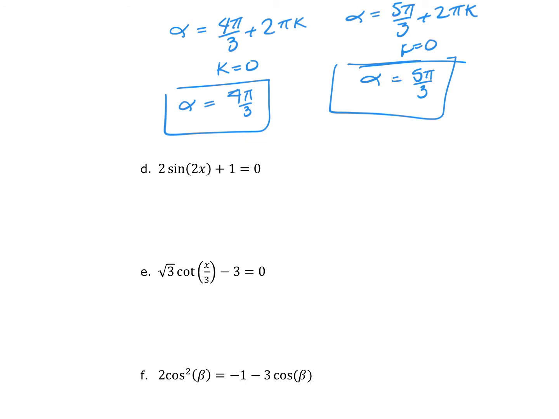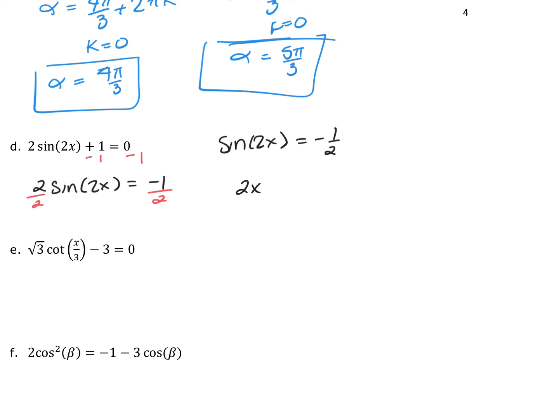So for D and E, I have a couple of steps I have to do. So the first step I'm going to do is I'm going to subtract 1 from both sides. I have 2 the sine of 2x is equal to negative 1. Then I'm going to divide by 2 from both sides. Not on the angle part, but the multiplier up front of sine. So I have the sine of 2x is equal to negative 1/2.